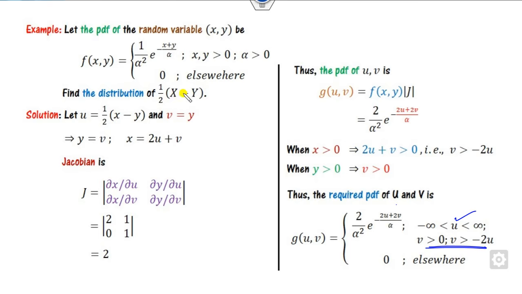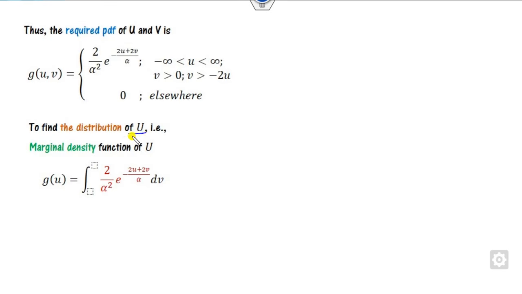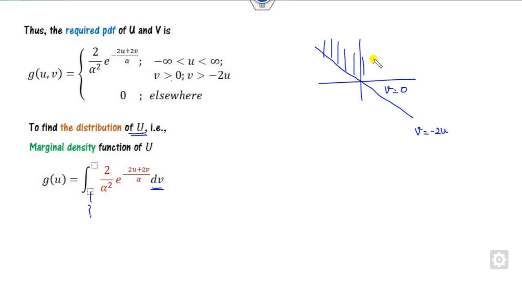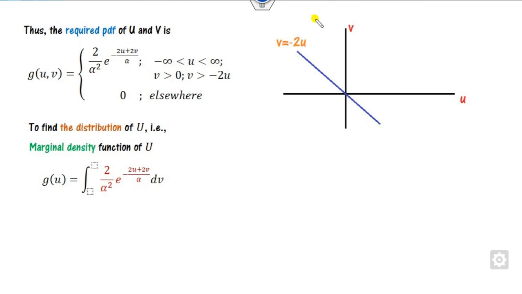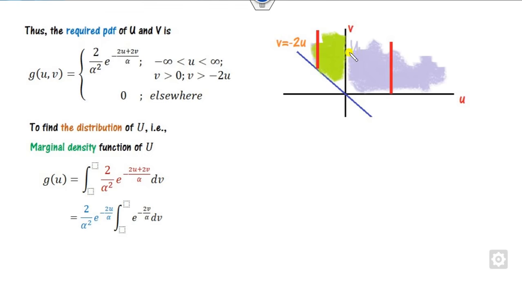Now our target is to find the marginal density function g. So how can you find the marginal density function of u? It is nothing but the integration over v. To find the range, you can draw the graph. v is greater than 0 here. v is nothing but my minus 2u, this. So which is the portion here? This is the shaded portion inside. Now if you consider this as the shaded portion, you can take the limits.